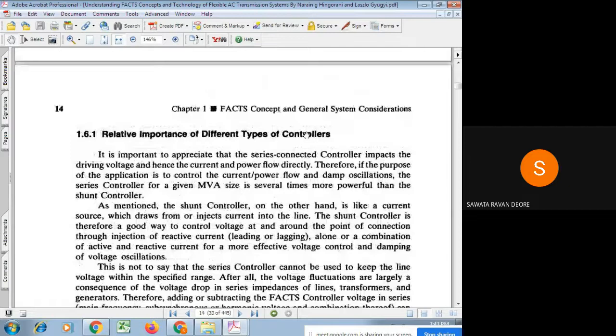Similarly, the shunt controller can also be a variable impedance or a voltage source of fundamental, subsynchronous or harmonic frequency, or a combination of these. In general, we can say the shunt controller injects current into the transmission line, and as long as that injected current is in quadrature with the line voltage, it exchanges only reactive power. If the injected current has any other phase relationship with the line voltage, then it can have both real as well as reactive power exchange capability.